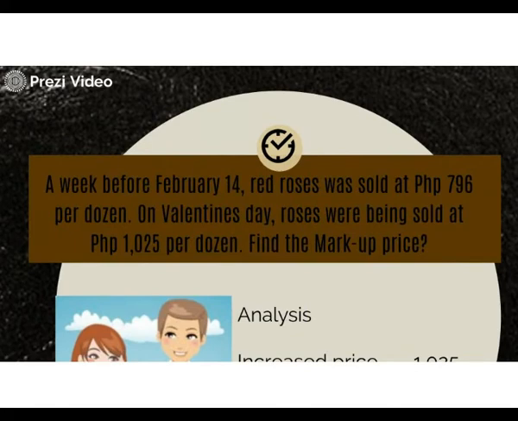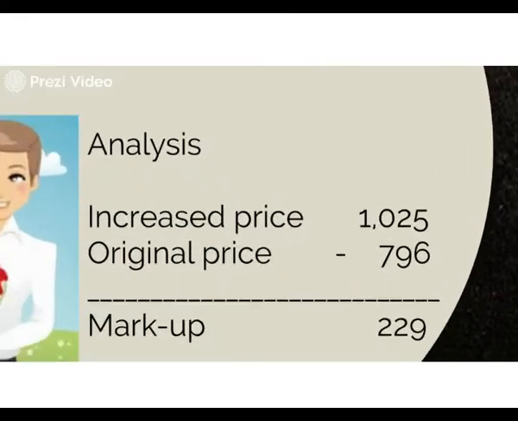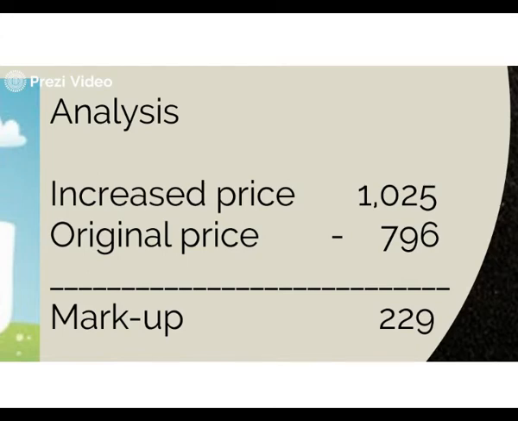A week before February, so maybe that was January, red roses were sold at 796 pesos per dozen. But during Valentine's Day, on that day, roses were being sold at 1,025 per dozen. So they marked up due to the public demand. Find the markup price. The increased price is 1,025 during Valentine's Day, while the original price a week before Valentine's is 796 only. Getting the difference, we'll have 229, which is our markup for the red roses.